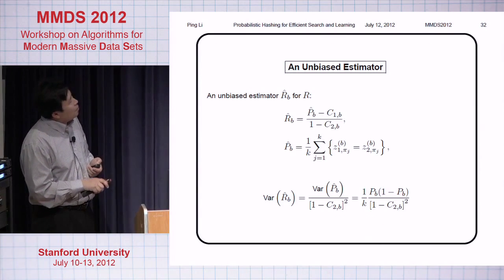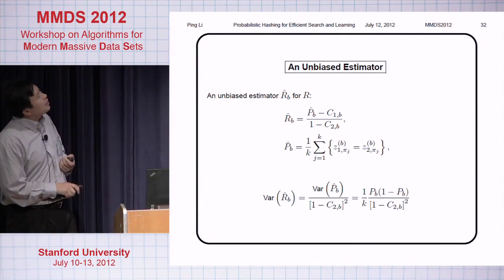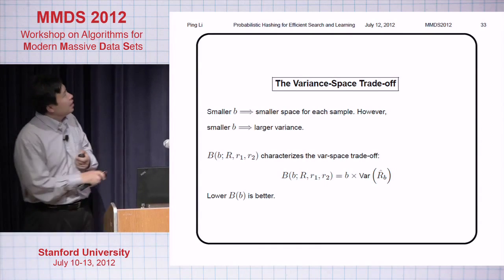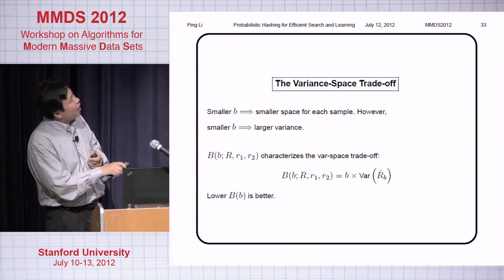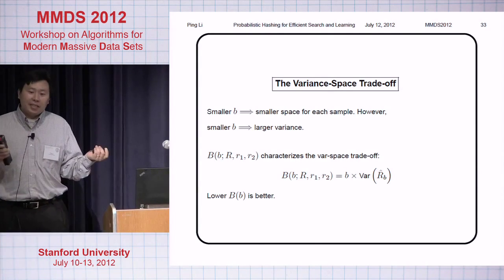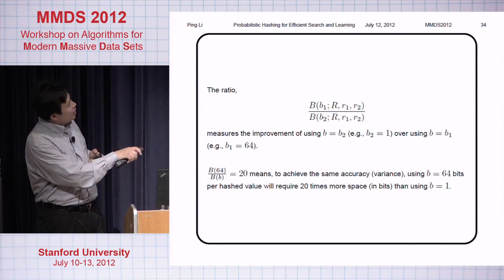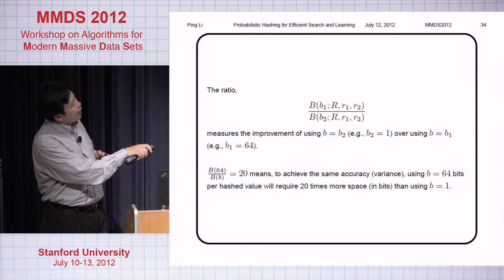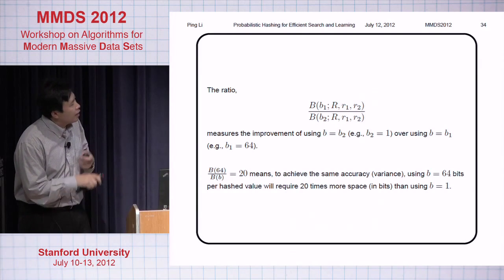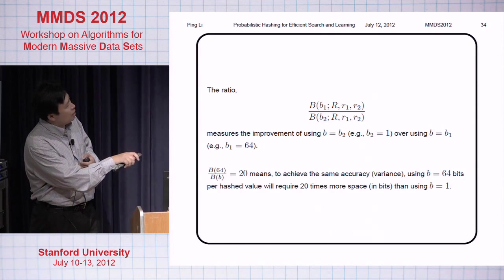From this probability formula, we can estimate the resemblance again, and we can compute the variance. Now we have a problem here: there's a variance-space trade-off. People talk about the variance-bias trade-off; now we have a variance-space trade-off. If you want a small number of bits, you get smaller space. However, the variance is larger. So how do we characterize the trade-off? Using space multiplied by the variance. So we use the ratio. For example, B64 over b equal to 20 means that to achieve the same accuracy in terms of variance, using 64 bits per hash value will require 20 times more space than using 1 bit. That's the definition of this value.